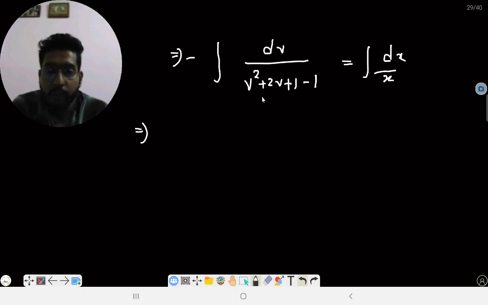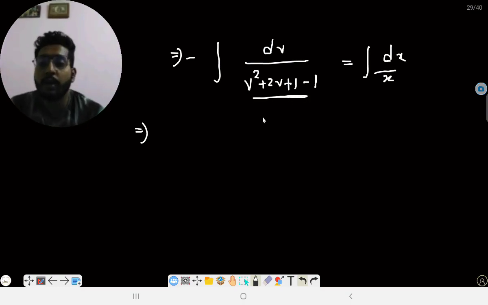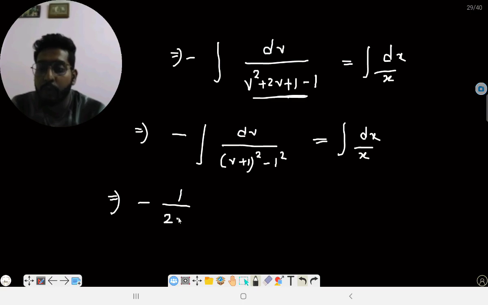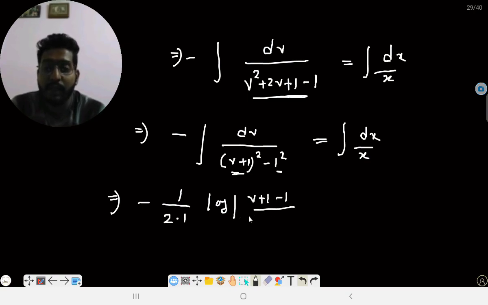Now look at this properly, this is coming from the formula a plus b whole square. That means dv by (v plus 1) whole square minus 1 square, and it is integration of dx by x. Now what is the formula here? Integration of 1 by x square minus a square. The formula is 1 by 2a log mod of (x minus a) by (x plus a), where this is the a and this is the x.